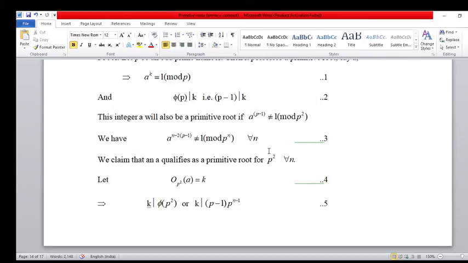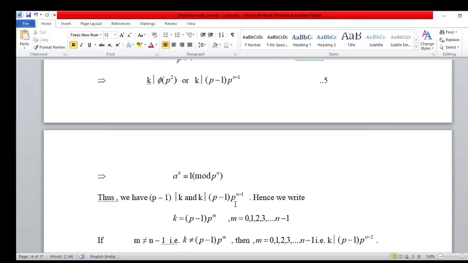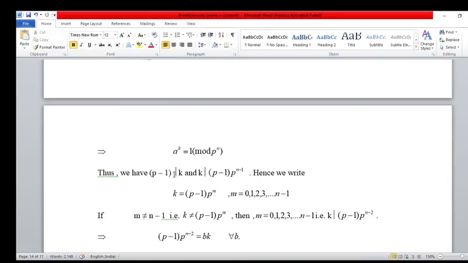So this can be written as the order of a mod p square is equal to k, and k is a divisor of phi of p raised to the power n, that is, (p minus 1) into p raised to the power n minus 1, equation 5. And then this equation is complete: a raised to the power k is congruent to 1 mod p raised to the power n. Thus we have p minus 1 is a divisor of k. We have two conditions here. p minus 1 is a divisor of k, and k is a divisor of (p minus 1) into p raised to the power n minus 1. And these two conditions show k is equal to (p minus 1) into p raised to the power m.